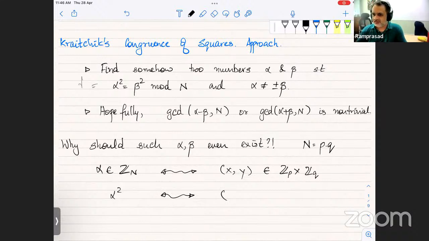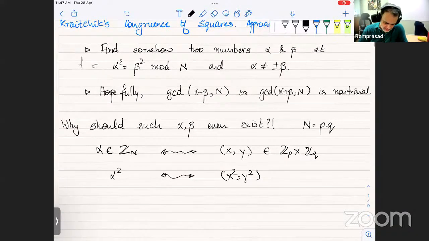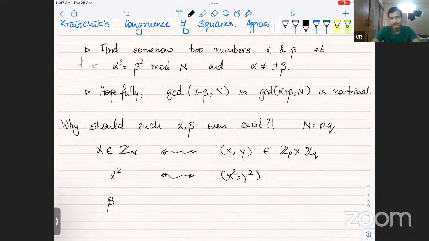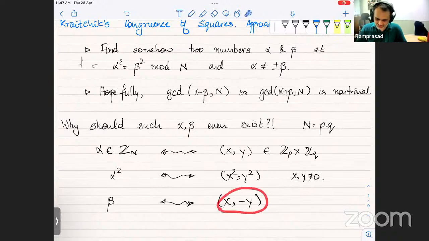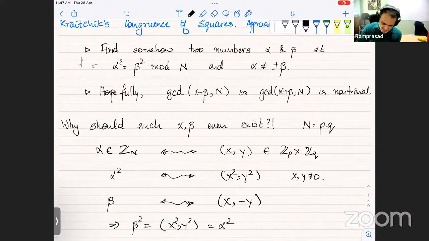Now, what is alpha squared going to be? The whole point of the isomorphism is that you can work coordinate-wise, so this is just x squared comma y squared. Now can you tell me a beta such that beta squared equals alpha squared, but beta is neither alpha nor minus alpha? x comma minus y. That's right. So you look at this weird cross, x comma minus y. This is some element, and let's assume that x and y are not equal to 0, so that this is truly a new element. It's not plus alpha, it's not minus alpha either. So beta squared also has a representation x squared, y squared, which we know is equal to alpha squared.